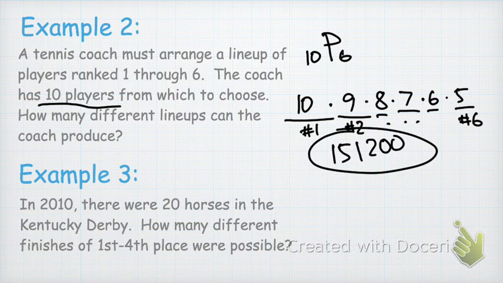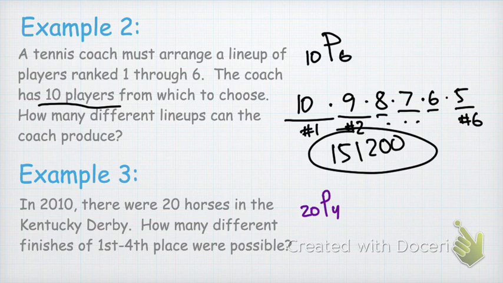So it's the next question. There are 20 horses in the Kentucky Derby. How many different finishes are there for first, second, third, and fourth? So this is a permutations problem. So if you wanted to, you could say 20 P 4, and get your answer.